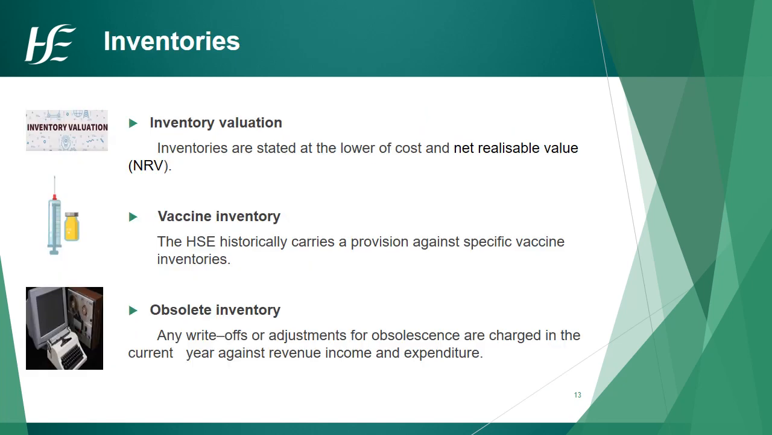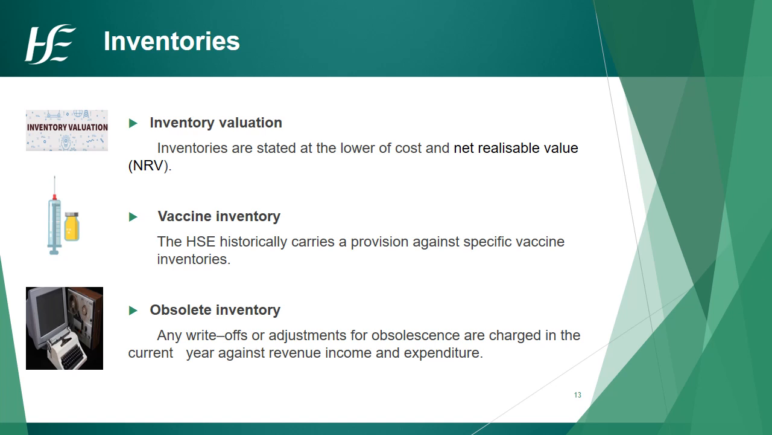Let's now move on to inventory. Inventories are valued at the lower of cost and net realisable value, NRV, considering deterioration, obsolescence or change in demand. At year end, the only method to be followed is valuing the stock at the lower of cost or net realisable value as per FRS 102. When it comes to vaccine inventory, the HSE historically carries a provision against specific vaccine inventories. Any write-off or adjustment for obsolescence is charged in the current year against revenue, income and expenditure.